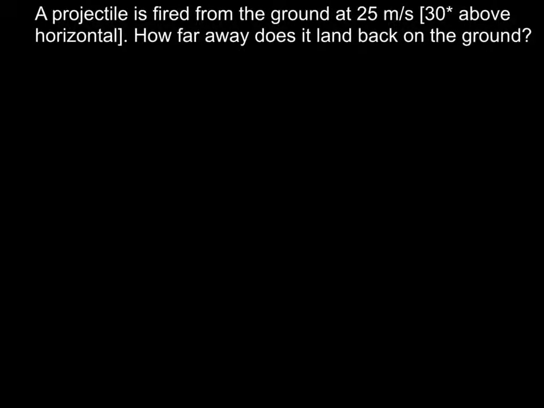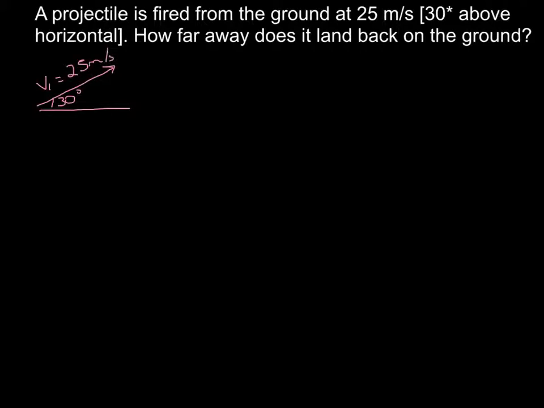Okay, so we're looking at a projectile that's fired from the ground at a speed here of 25 meters per second, and it's 30 degrees above horizontal. So the first thing that I want to do whenever I read any projectile question is start by breaking up those vectors into their components. So let's see, if we've got a horizontal line here, if a projectile is fired here at 30 degrees, and initial velocity is, what is that, 25 meters per second?